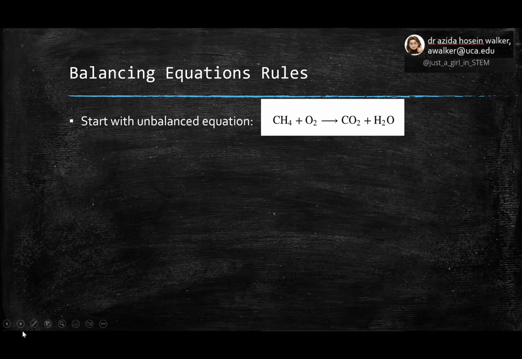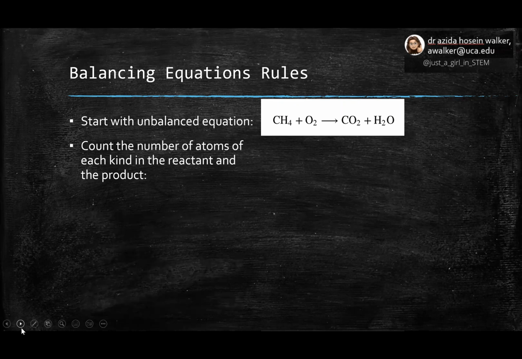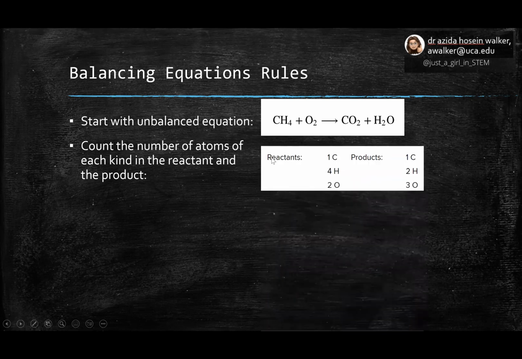So the next thing we do once we have our unbalanced equation is we count the number of atoms of each kind in the reactants and in the product. So it's going to look something like this. We make a list of reactants, we make a list of products. We have 1 carbon here because we have just C by itself. H4 means we have 4 atoms of hydrogen. O2 means we have 2 atoms of oxygen.